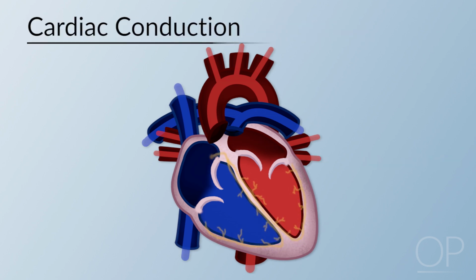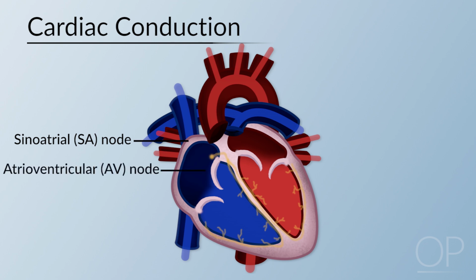Normal conduction starts in the sinoatrial node, which is an epicardial structure at the SVC-RA junction. Each sinoatrial node activation produces a wavefront of conduction through the atria that culminates at the AV node. Conduction proceeds through the AV node to the His-Purkinje system to excite the ventricles.